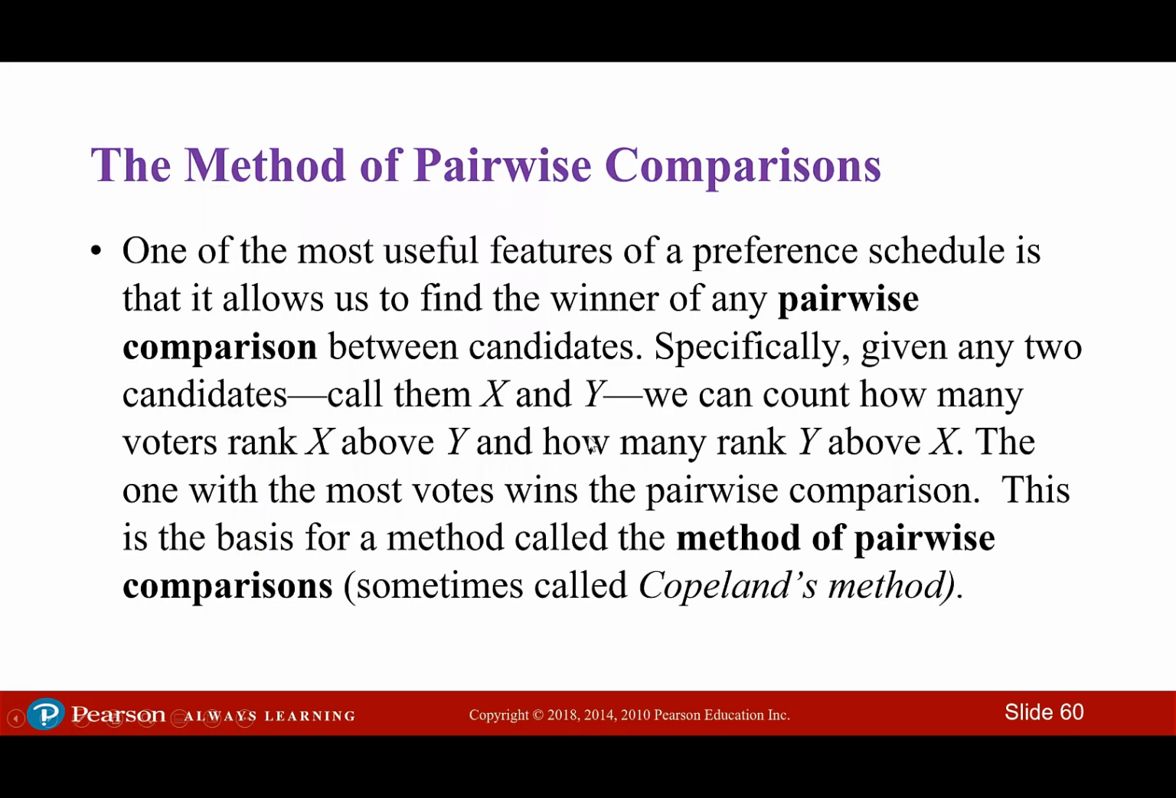One of the most useful features of preference schedules is that it allows us to find the winner if you compare each of the candidates against others in the group. Given any two, you're just going to call out X, and then call out Y, and then you're going to count the tabulations between them. This is called the method of pairwise comparison, Copeland's method.